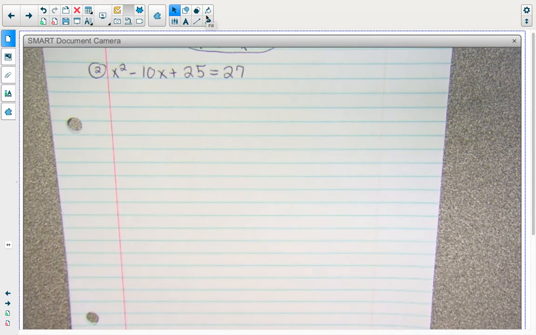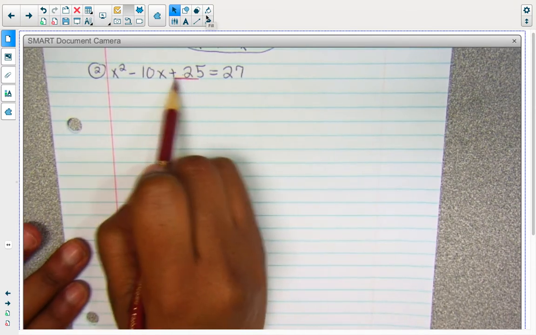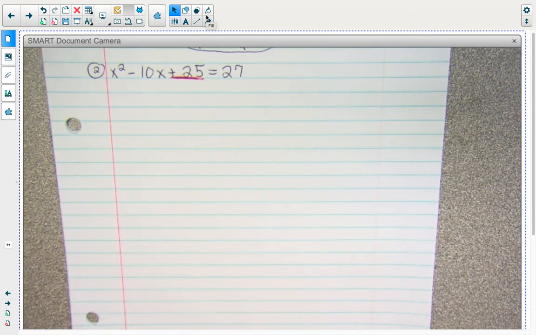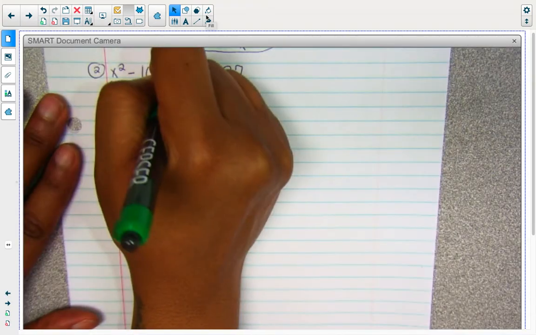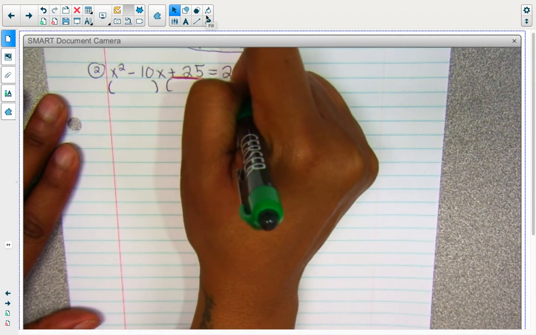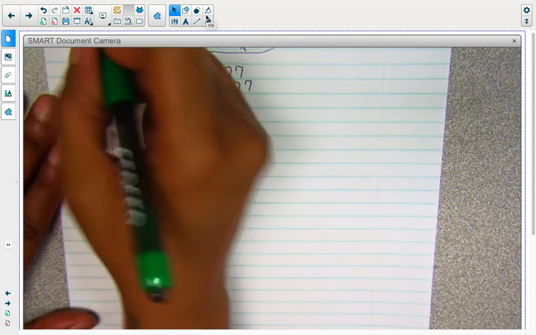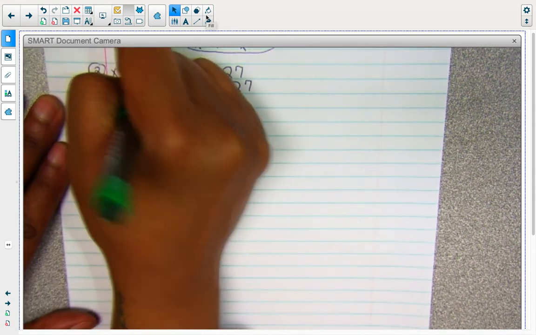Same thing, we want to check this number here to see if it is a perfect square number. The square root of 25 is 5, so yes, it's a perfect square number. So 5 times 5 gives me 25, so I can factor this. Since it factors into the same number, it makes life a lot easier when you're factoring.